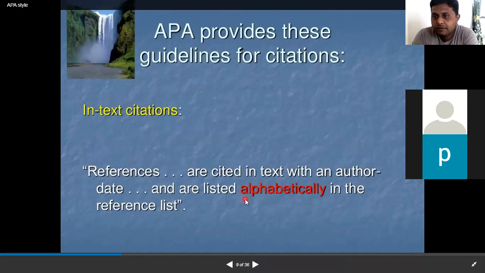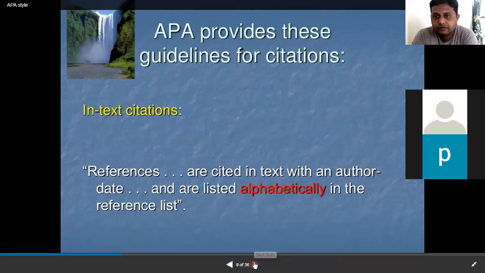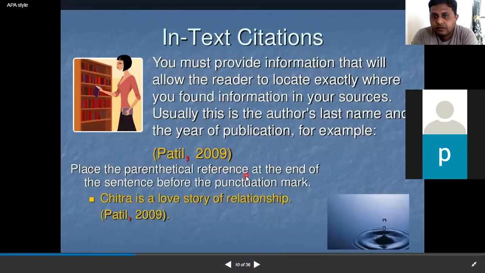Yes, that's what I am telling you, that it should be listed alphabetically, like A, B, C, D, like that. So for example, this line I got from a book by Mr. Patil. Okay, Chitra is a love story of relationship. I am acknowledging that this line is from Mr. Patil. See, the copied line is here.